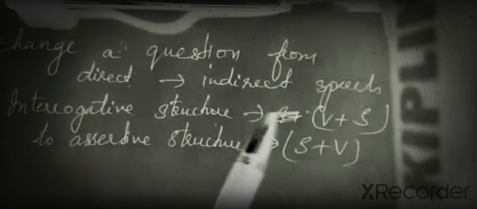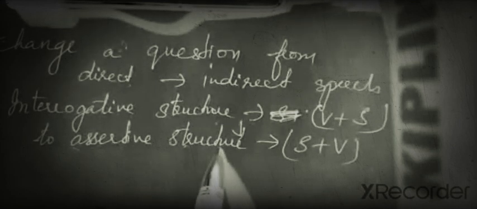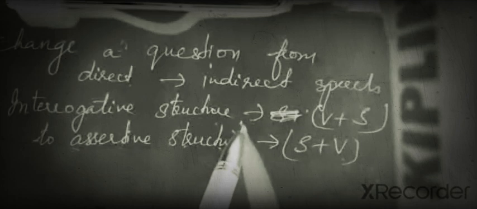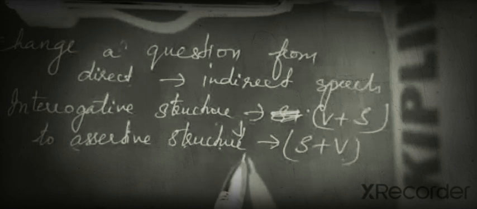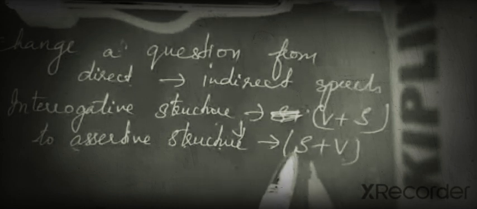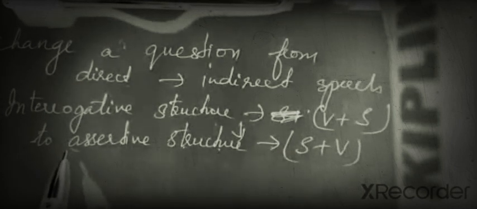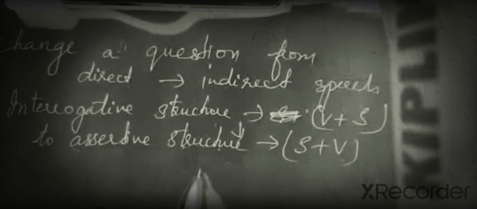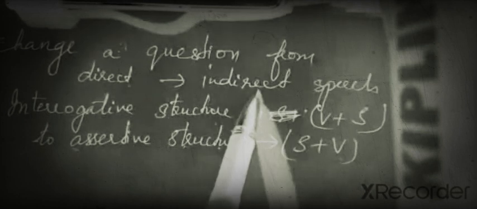This you have to change to the assertive structure. Assertive structure is always subject plus verb. So interrogative structure should be changed to the assertive structure, that is subject plus verb. Then you have to change the question mark to a full stop. Okay, so this is how a question from direct to indirect speech is changed.